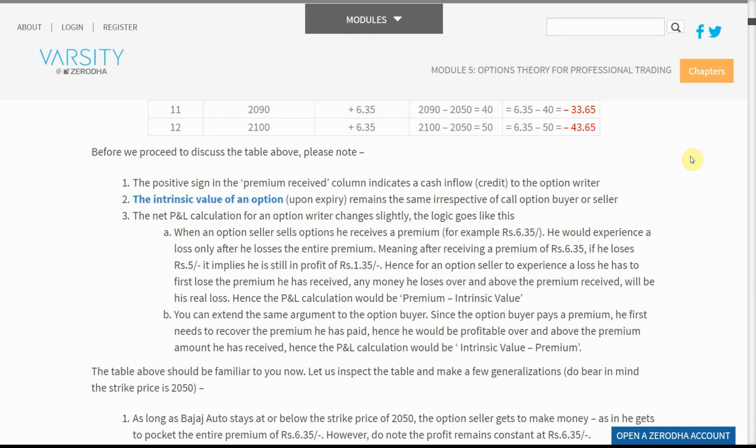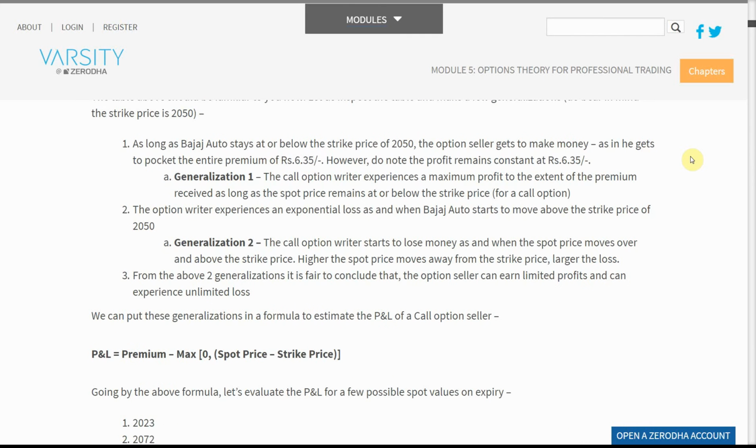The strike price is 2050. As long as Bajaj Auto stays at or below the strike price of 2050, the option seller gets to make money, as in he gets to pocket the entire premium of 6 rupees and 35 paise per share. However, do note the profit remains constant at 6 rupees and 35 paise per share. Generalization 1: the call option writer experiences a maximum profit to the extent of the premium received as long as the spot price remains at or below the strike price for a call option.